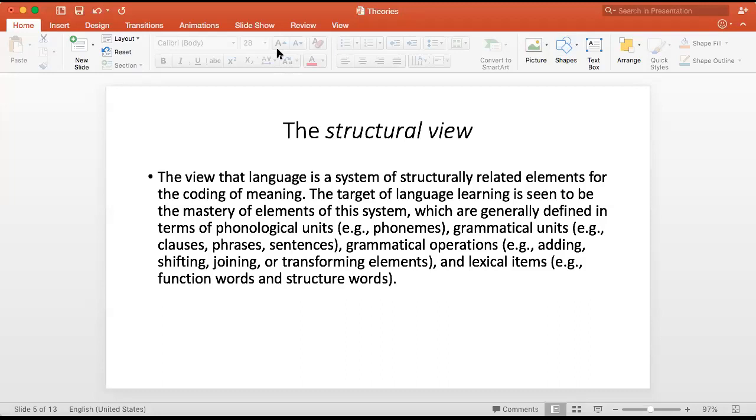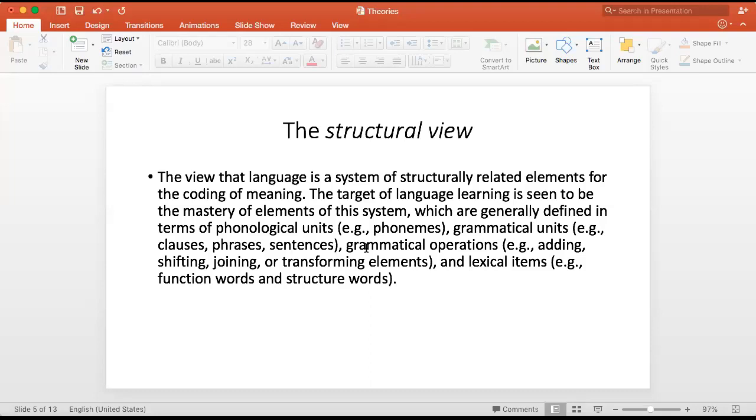And similar is the case with the morphemes also. Those are also structures, right? Clauses as structure, phrases as structure, sentences as structure. These are all grammatical units. Okay. Now, what happens in these grammatical units? There are grammatical operations also, and even in phonological units, there are operations like adding, shifting, joining, transforming elements, right?